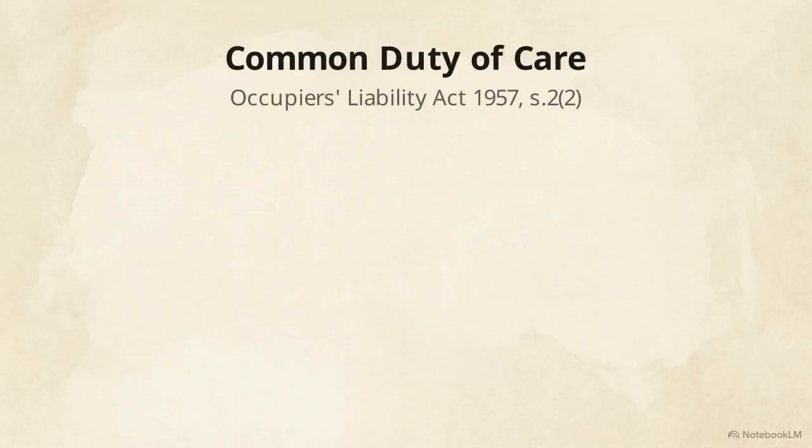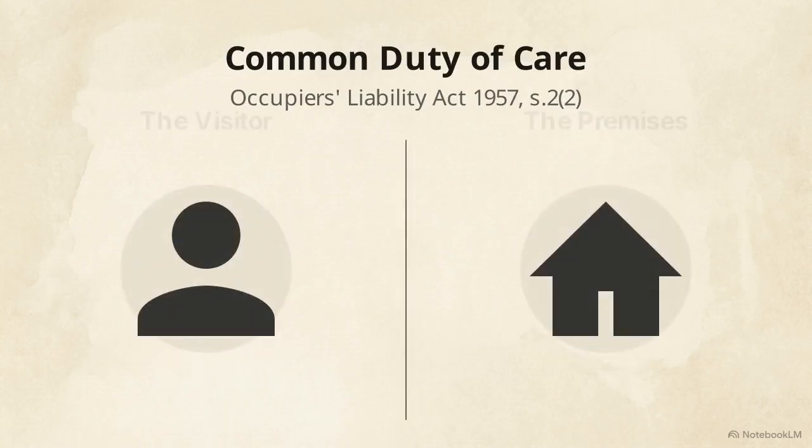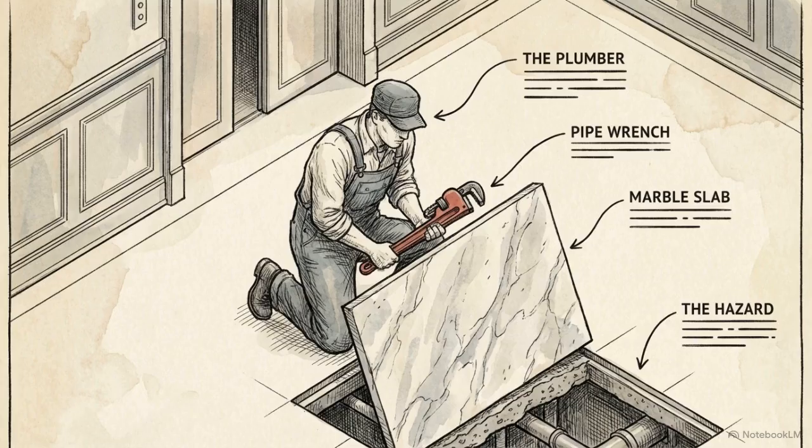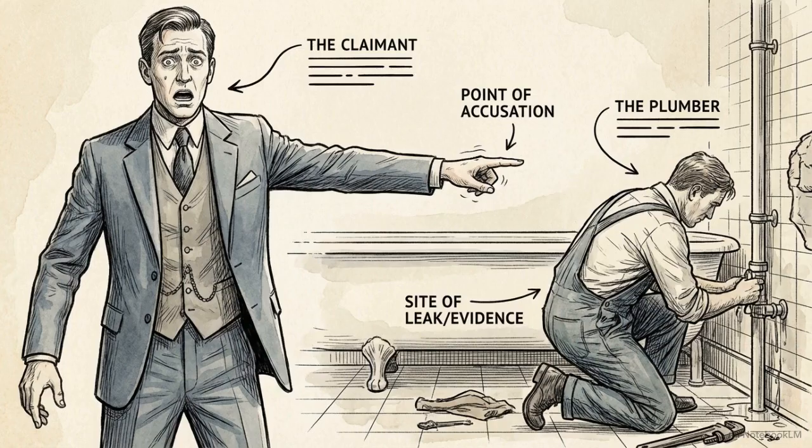Under Section 2.2 of the 1957 Act, Andy owes Desmond the common duty of care. Note the phrasing carefully. The statutory duty is to see that the visitor will be reasonably safe, not to guarantee the premises are perfectly safe. This brings us to the core complication. Andy did not create the hole. Charles the plumber did. Can Andy discharge his legal liability by blaming an independent contractor?